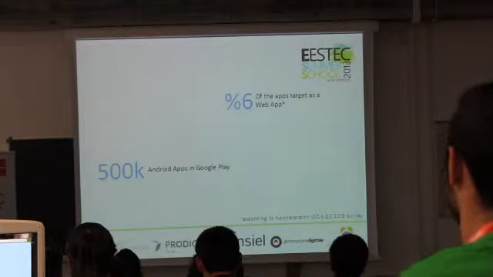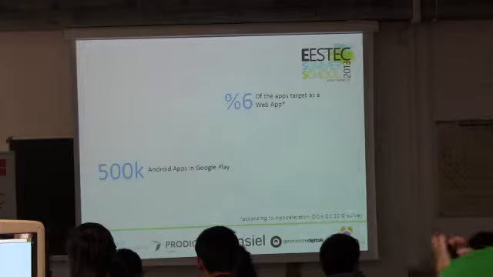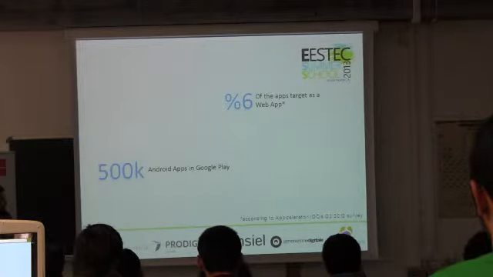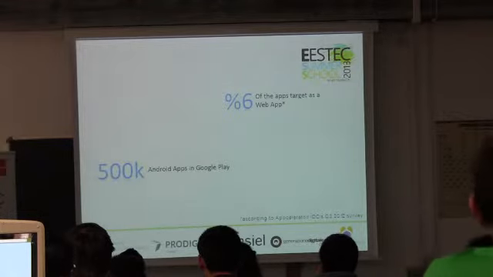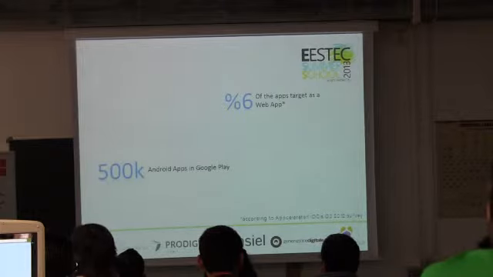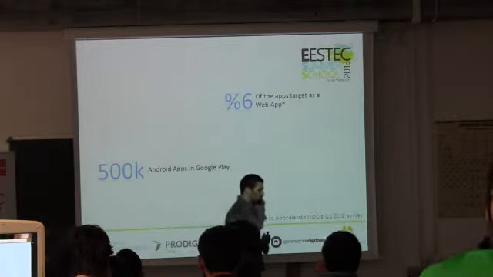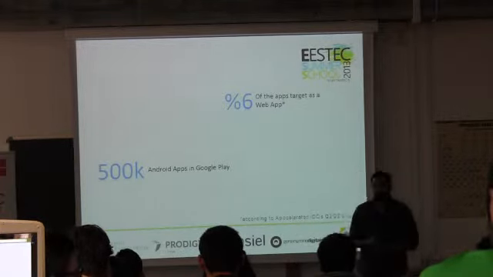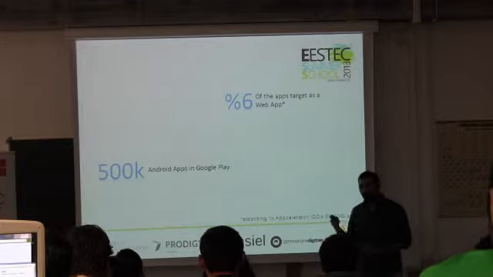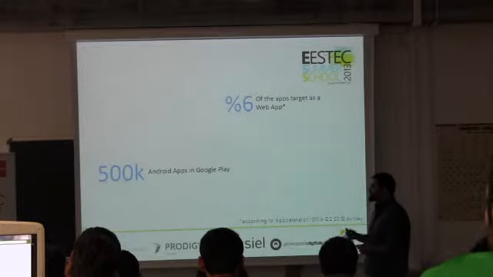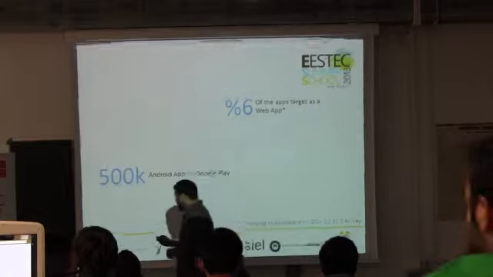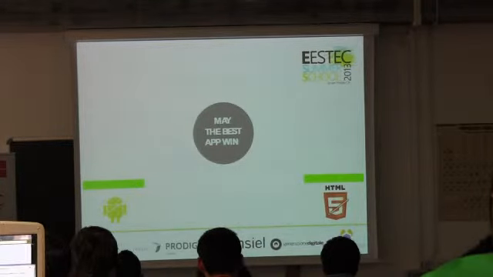It's about 500,000 applications in Google Play. But from the data I gathered from Accelerator, quoted to 2012, only 6% of the applications are targeted as web apps. The other 94% is all native apps. There's a small amount of web apps in the market. That's the status now. Native app, best app wins. There's going to be a fight.